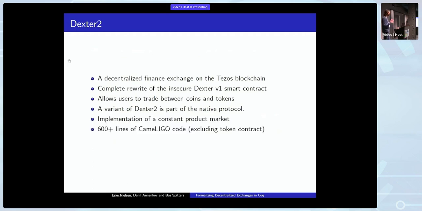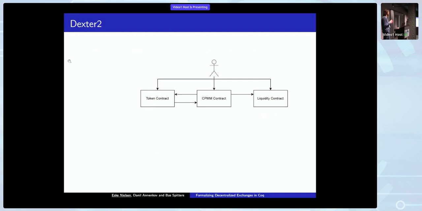So it's roughly 600 lines of CameLIGO code, which is a camel-like language for blockchains. And it's basically implemented by 3 main contracts. There's the token contract, which holds the tokens that you want to trade. There's the CPP' contract, which is the main contract that actually implements the market. And then there's a liquidity contract, which is responsible for managing ownership of the liquidity pools. Since it's a decentralized exchange, there isn't one single provider of liquidity, and instead, users are incentivized to provide this liquidity in return for some promised investment.